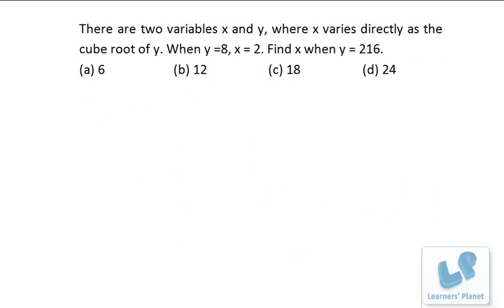Now let's see this problem. There are two variables x and y where x varies directly as the cube root of y. When y is equal to 8, x is equal to 2. Find x when y is equal to 216. That means when y is equal to 216, x will be the cube root of 216, that is 6. It's very simple.